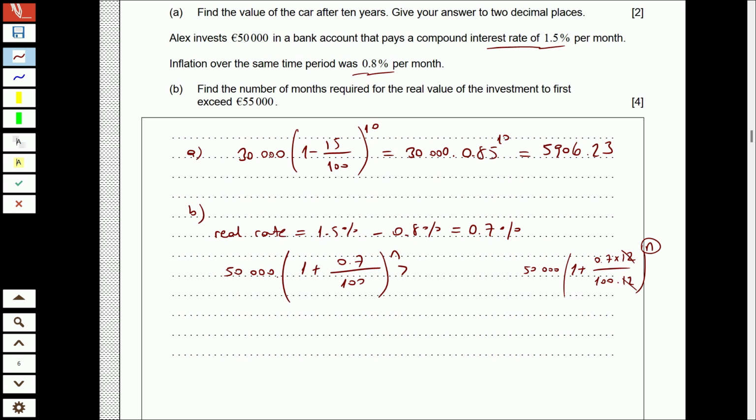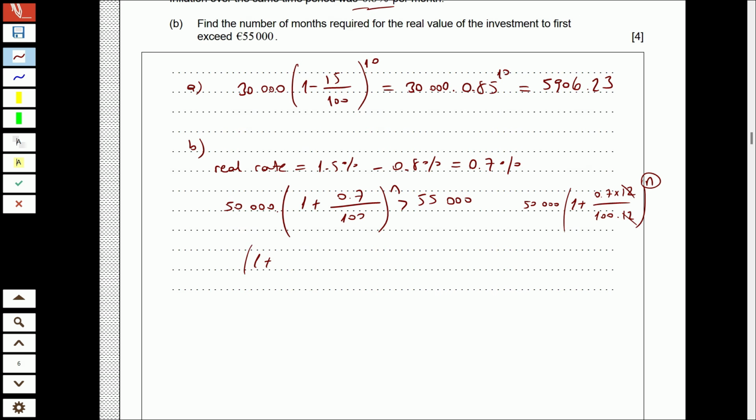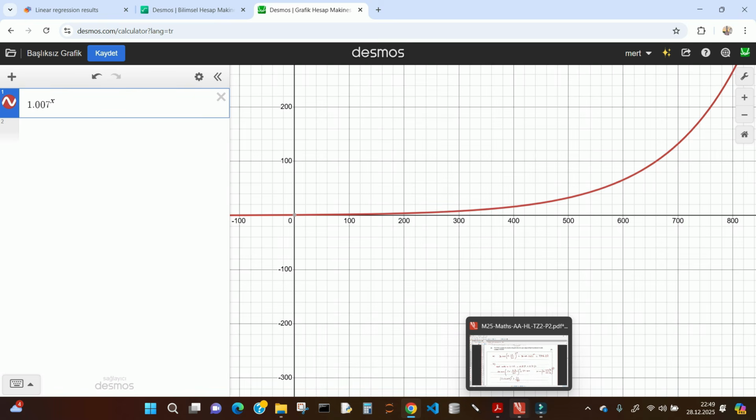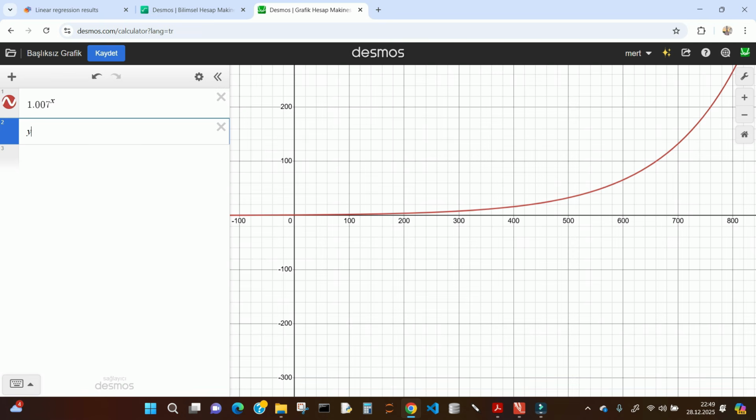So this value will exceed 55,000. How are we going to find this value? You can also write here, for example, 1.007 to the power of n will exceed 55 over 50, right? So I will draw the graph of this, 1.007 to the power of x. Let me check it again. Now, yeah, and you can draw a line at 55 divided by 50.